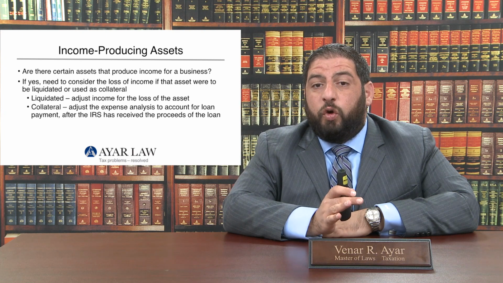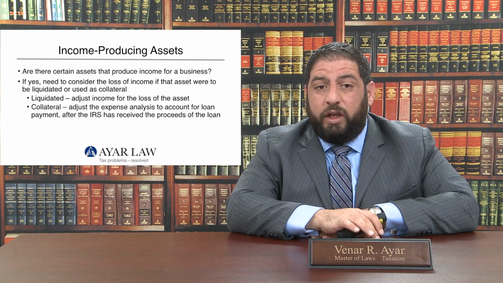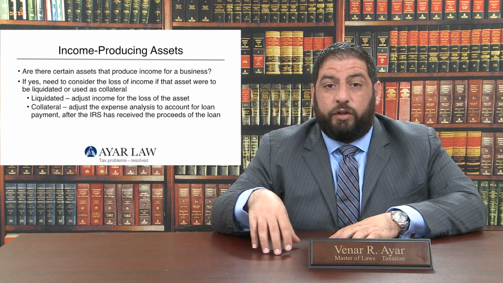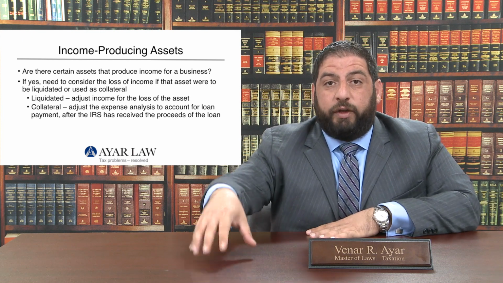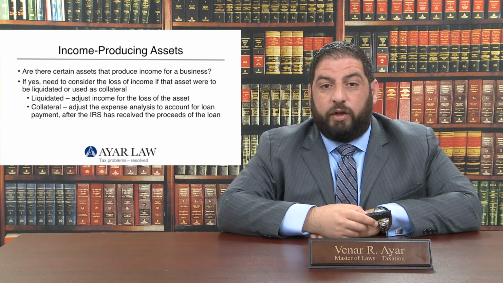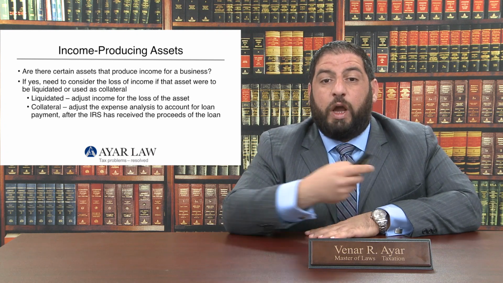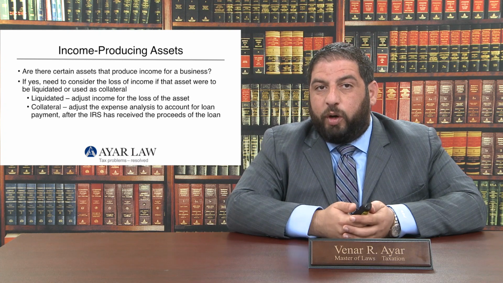Now, there's a special rule when it comes to income producing assets. This applies both to individuals and businesses alike: if there are assets that produce income, you have to consider the loss of income that would be incurred if the asset were liquidated or used as collateral in a loan. So you get to adjust the income numbers, which we'll talk about briefly in a little bit, based on the anticipated loss of income from the disposal of the asset. Or if you plan to use the asset as collateral, you get to adjust the expenses to account for the loan payment that you will have once you borrow against your house or you sell that piece of property.